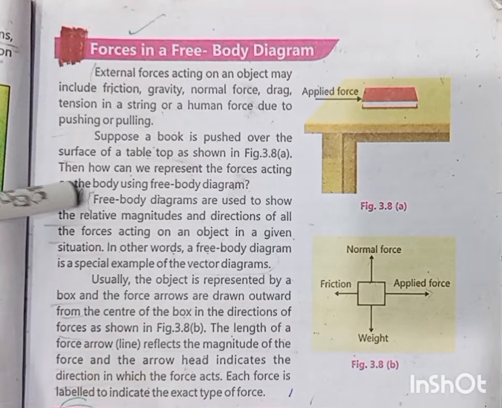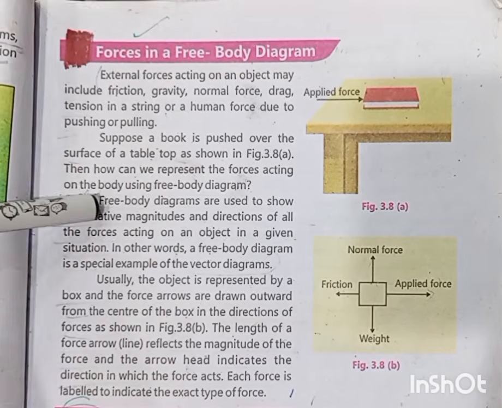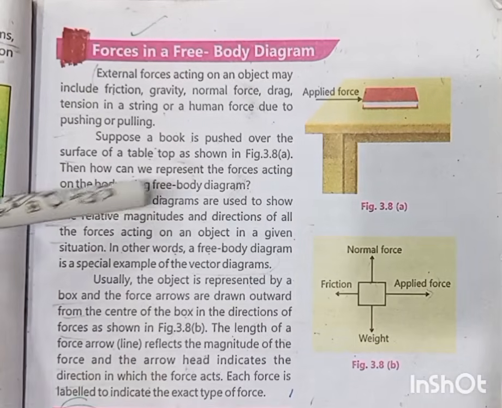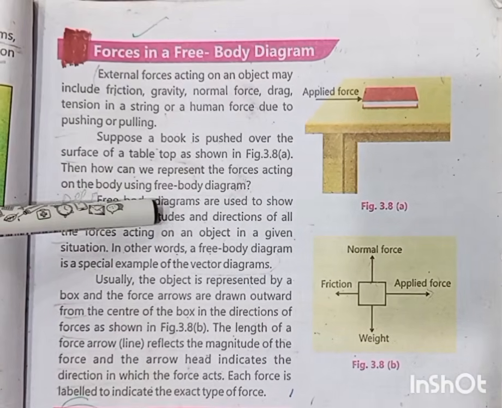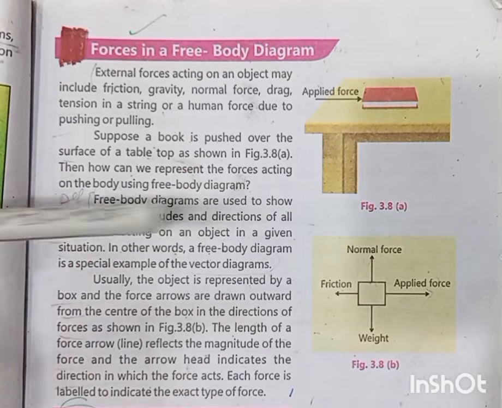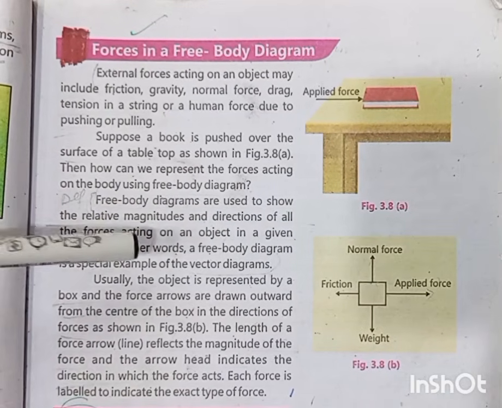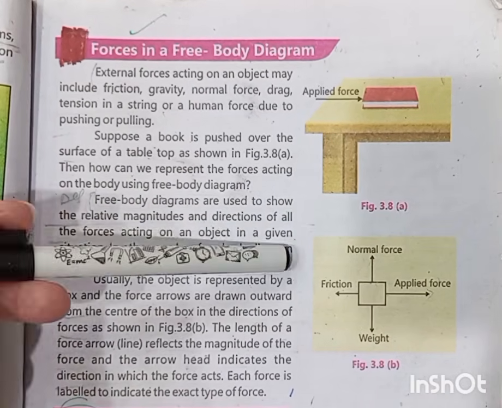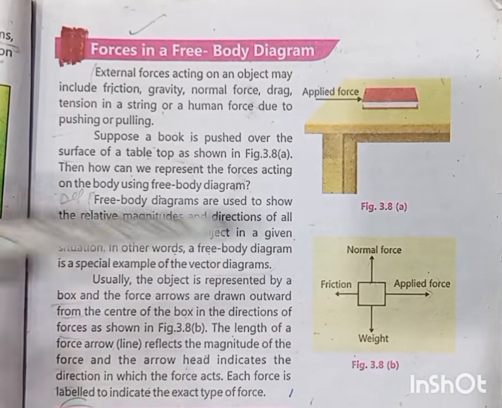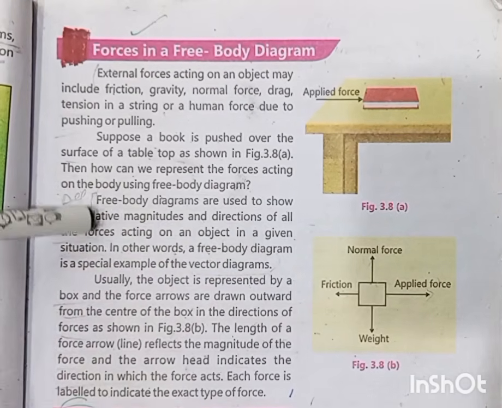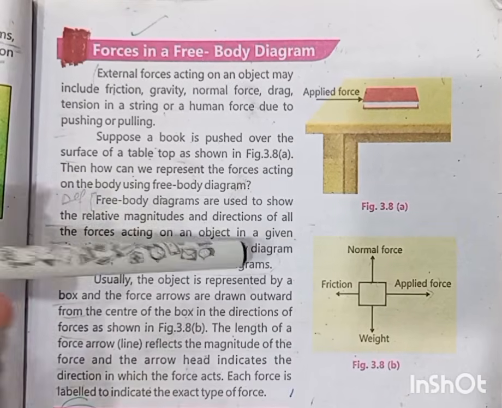There is an example, and there is a definition. This is the definition of a free body diagram. Free body diagrams are used to show the relative magnitudes and directions of all forces in a situation. In other words, a free body diagram is a special example of a vector diagram. This is our definition; you must mark or underline it.